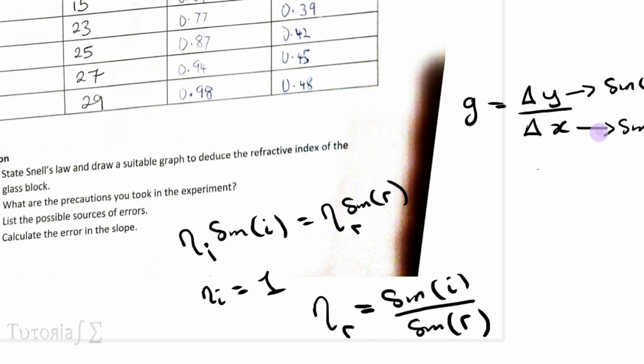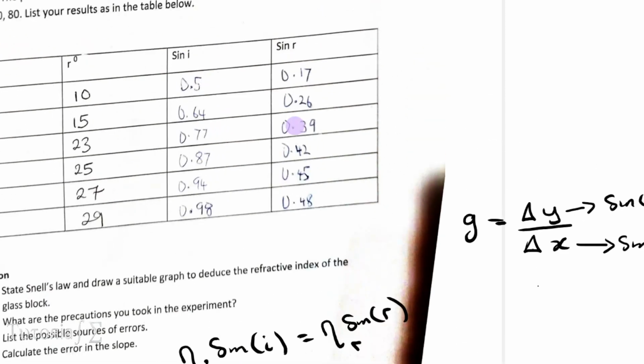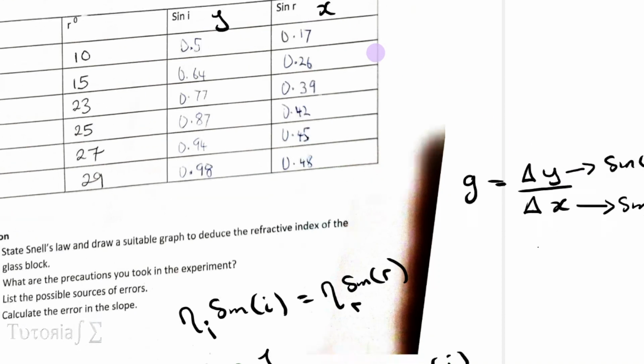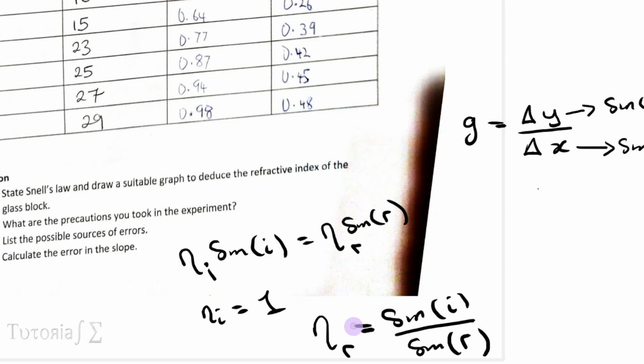So when drawing our graph, on the y-axis we have sine i, so this would be the y-axis, and the x-axis will be this one. Okay, so basically this is coming from the fact that the refractive index is equal to sine i over sine r. Okay, so here we're asked to draw a suitable graph to deduce the refractive index. So for us to deduce the refractive index, we should have this law in mind.